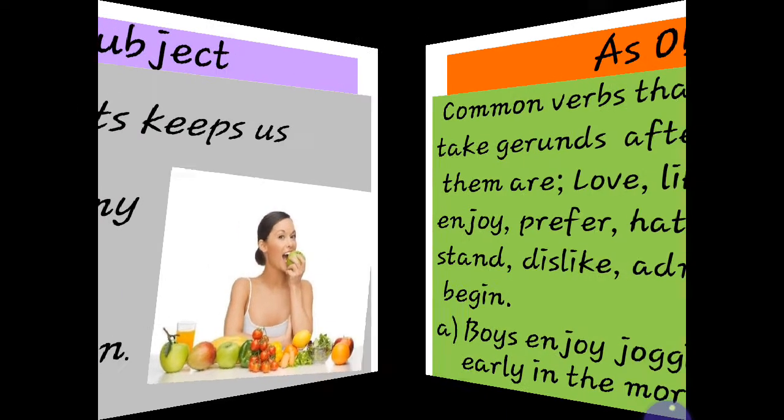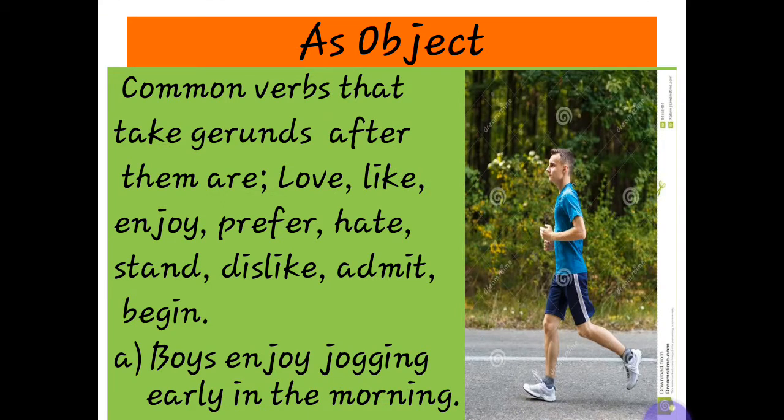All right, let's look at gerund as object. Note that for a gerund to act as the object of a sentence, it comes after certain verbs. There are some verbs that gerunds follow, for you to easily identify them as object. You see verbs like love, like, enjoy, prefer, hate, stand, dislike, admit, begin. Now look at this example. Boys enjoy jogging early in the morning. So you see that young man there doing his jog. Boys enjoy jogging. After the verb enjoy, you have jogging.